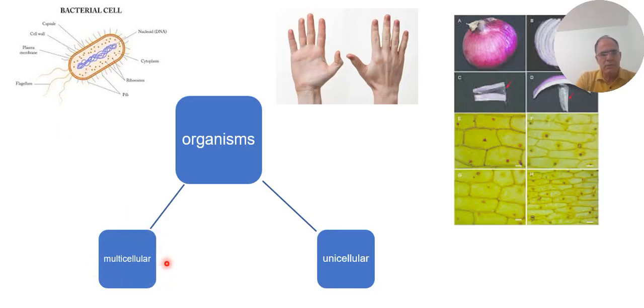Some creatures are made up of many cells. These creatures are called multicellular. For example, humans and other animals, plants, fungi, and protists are all made up of many cells.